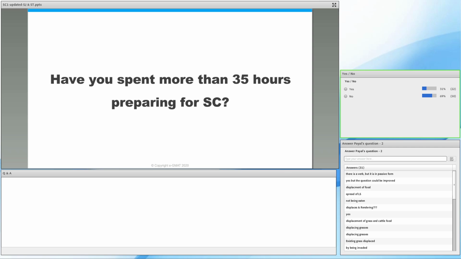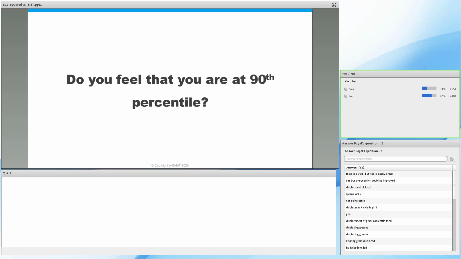All right, so I see a lot of people who have not spent 35 hours preparing for SC. Now, if you have not spent them, and if you feel that you've not wasted the hours, it's really good. What I'm going to ask you in the next slide again is: do you feel that you are at the 90th percentile in GMAT sentence correction? Please mark a yes or a no.